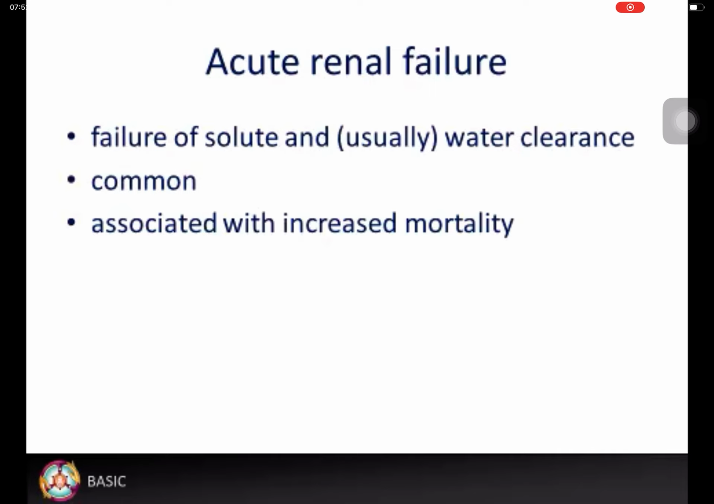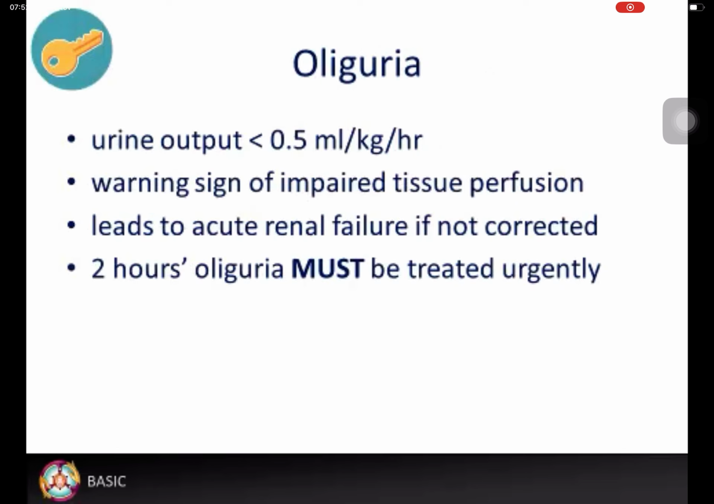Renal failure is failure of solute and usually water clearance. It is common in ICU and is associated with increased mortality. Oliguria is defined as urine output less than 0.5 mL per kilo per hour. It is often a warning sign of impaired tissue perfusion and may progress to acute renal failure if not corrected. As a result, 2 hours of oliguria must be treated urgently.